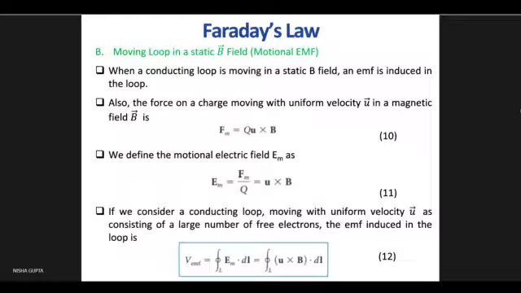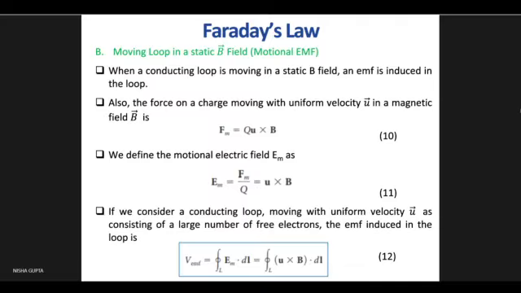The EMF induced in the loop we have to find out, and we know that the force on a charge moving with a velocity u in a magnetic field B is given as F_m equal to Q u cross B. Now we define a motional electric field E_m in such a way that it is equal to F_m by Q. So what is left in equation number 10 is u cross B, and this is the equation we get for the motional electric field.